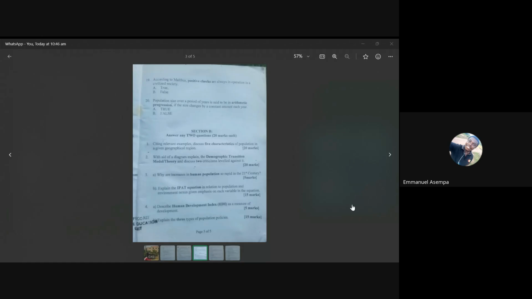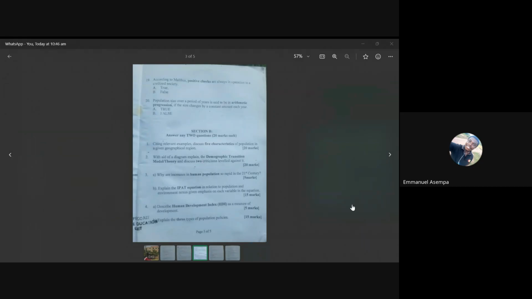I want to see if I can touch on the demographic transition theory. Briefly. Yes, briefly. So it's a theory propounded by Warren S. Thompson in the year 1929.